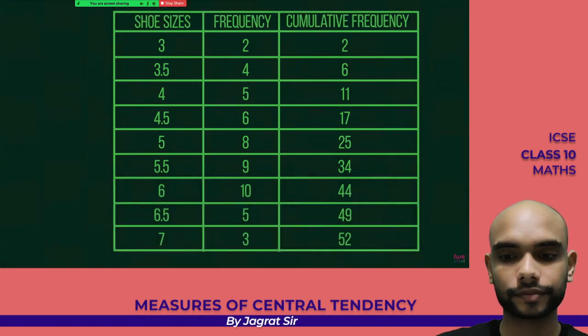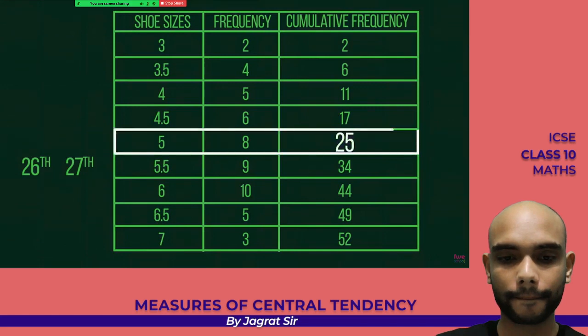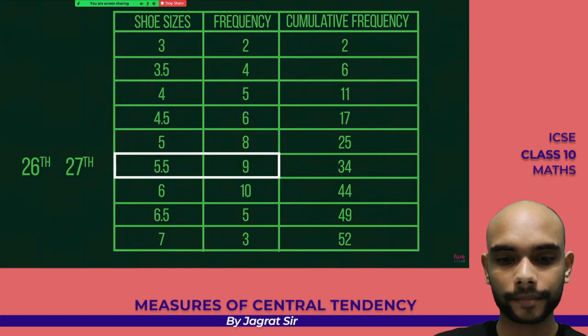The 26.5th value. The 26th and 27th values are both in the 5.5 group, as we can see that the 25th value is the last value in size 5. The mean of the 26th 5.5 and the 27th 5.5 is also 5.5. So this is the median value for this dataset.